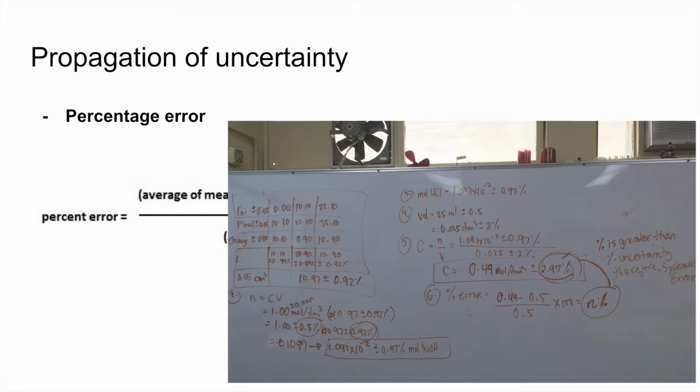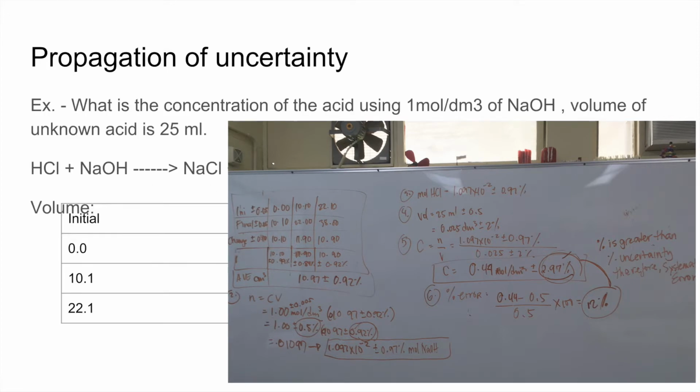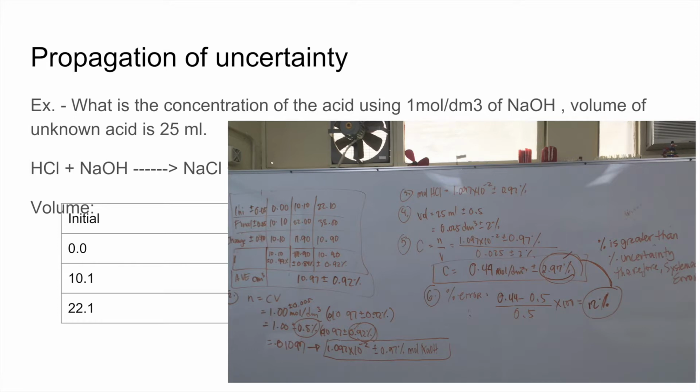12%. Okay, how do you know if you're accurate? How do you know if you're precise? Therefore, how do you know whether it's systematic or random error? Okay, here it says, fourth bullet point, if your percent error is greater than your percent uncertainty, this is a systematic error.